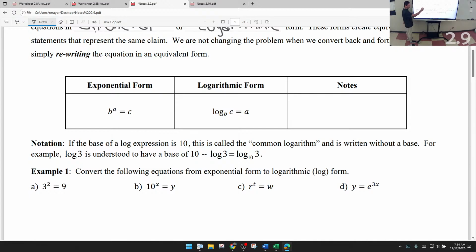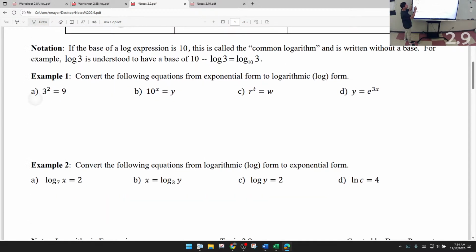This is the exponential form: b to the a equals c. And this is the logarithmic form: log base b of c equals a. Loopy deal. Is that what your teachers did last year? So b to the a equals c, loops to log base b of c equals a. However you want to do it, that's that little loopy deal. If you can get the loopy deal down, that's either loopy or unloopy.